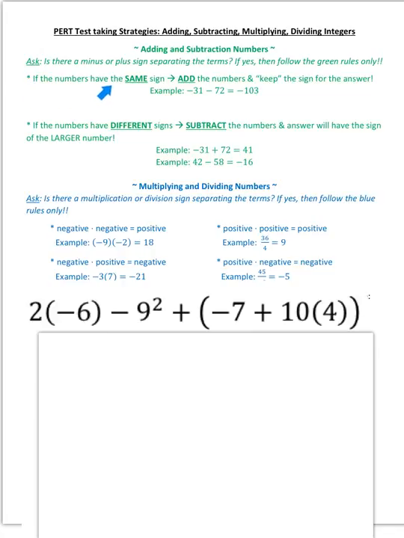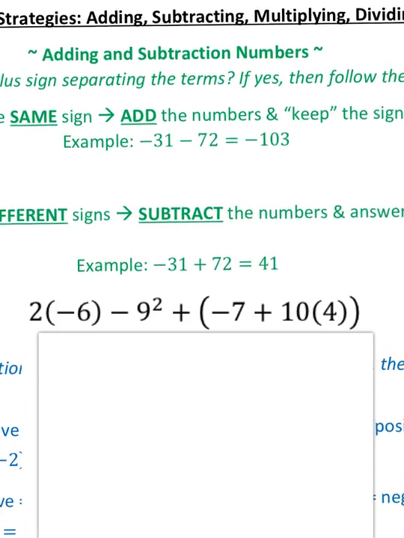So let's first look at this rule. If the numbers have the same sign, then you're going to add the numbers, and you're going to keep the sign as the answer. So look at this problem right here.